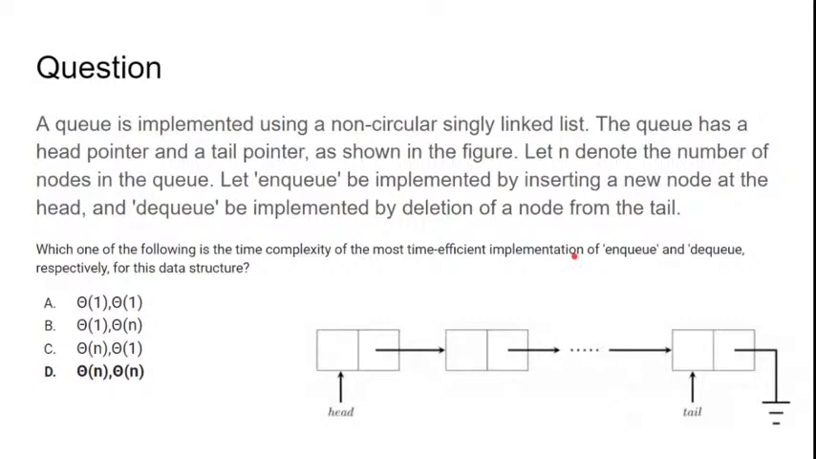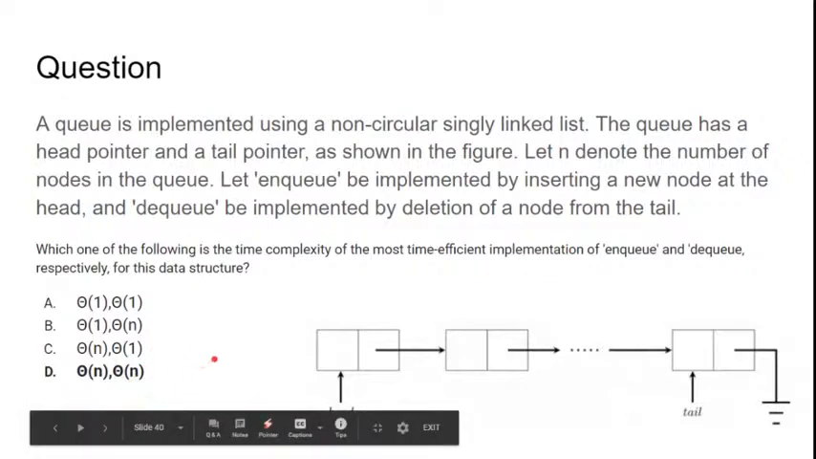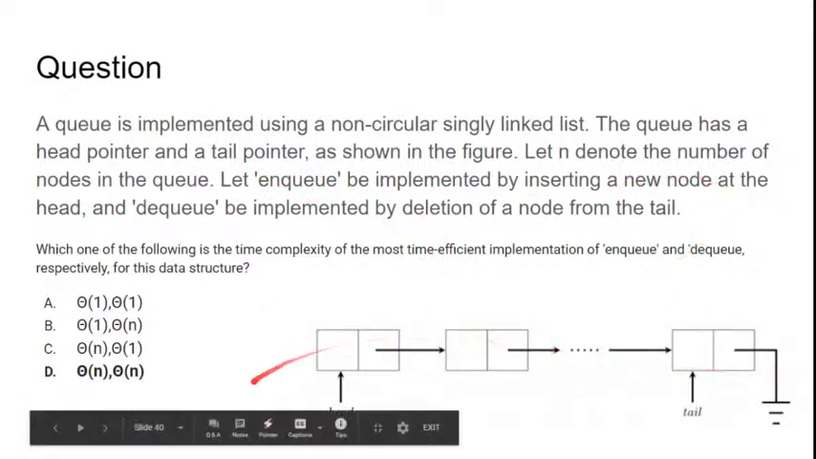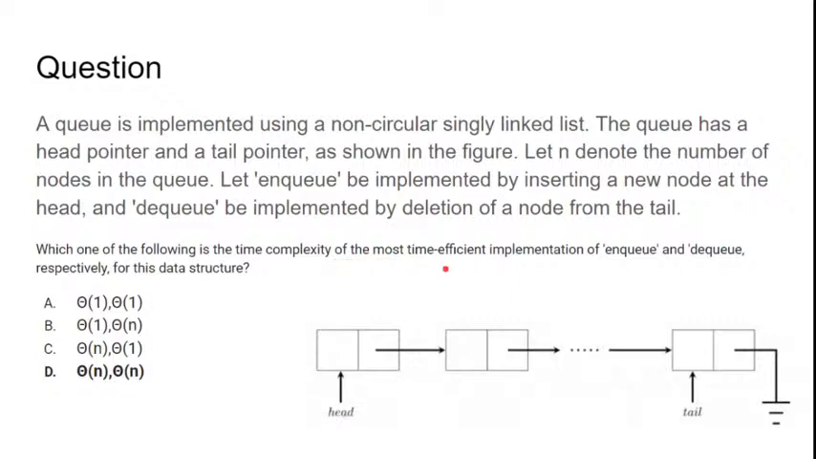Let n denote the number of nodes in the queue, and let NQ be implemented by inserting a new node at the head, and DQ is implemented by deleting a node at the tail. Which one of the following is the time complexity of the most time efficient implementation of NQ and DQ respectively for this data structure?